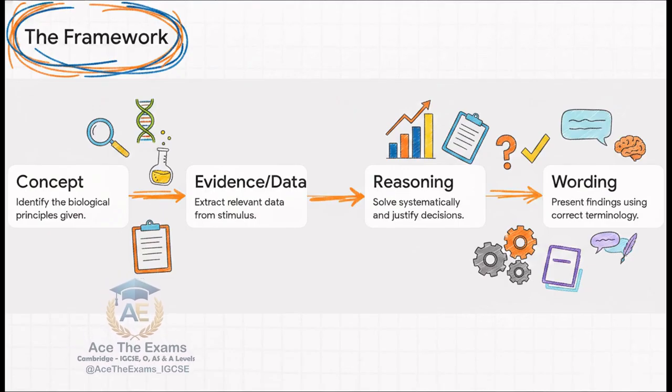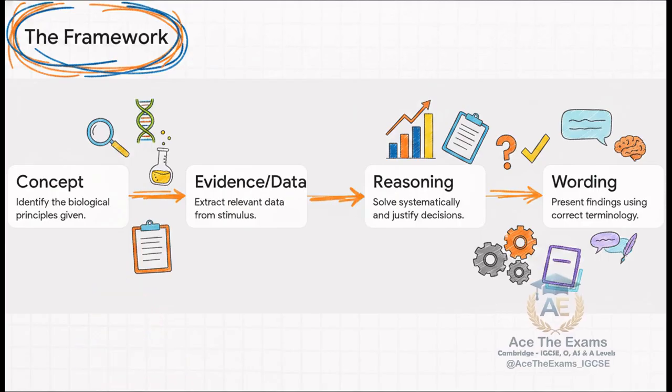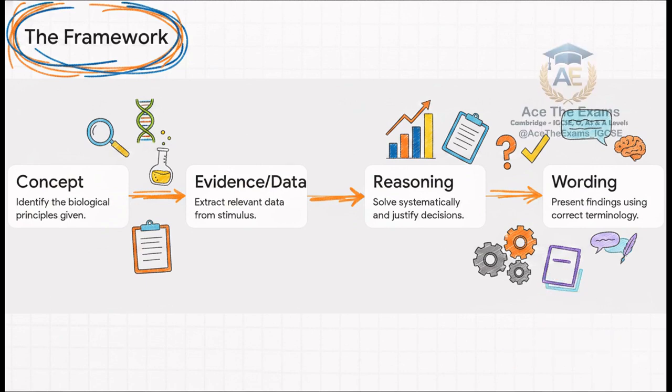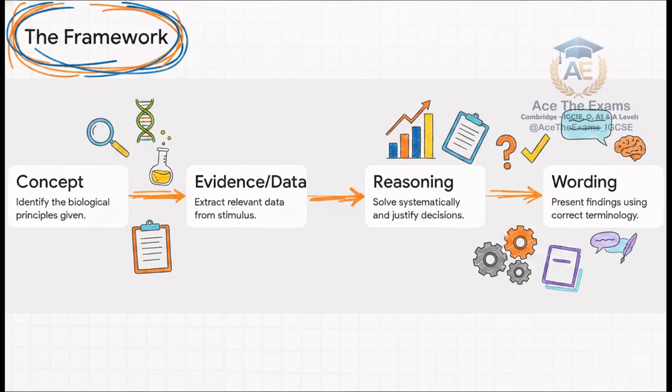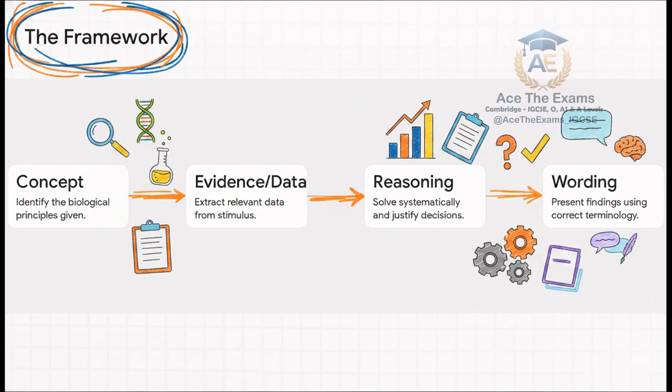Step 1, anchor yourself in the concept. Identify the core biological principles at play. From there, step 2, pull the evidence or data directly from the stimulus materials provided. Next up, step 3, apply scientific reasoning to systematically solve the problem, check if it's reasonable, and justify your decisions using that evidence. And finally, step 4, package the whole thing with the correct examiner wording. You've got to present your findings using precise terminology and comparative connectives. It's essentially a descriptive, analytical, and evaluative ladder that guides you safely right to full marks.